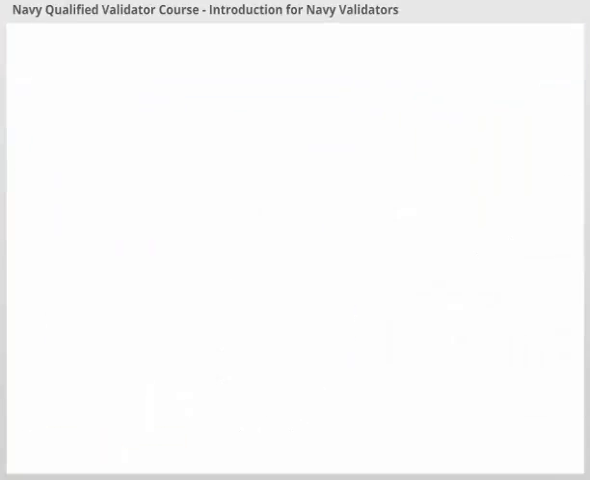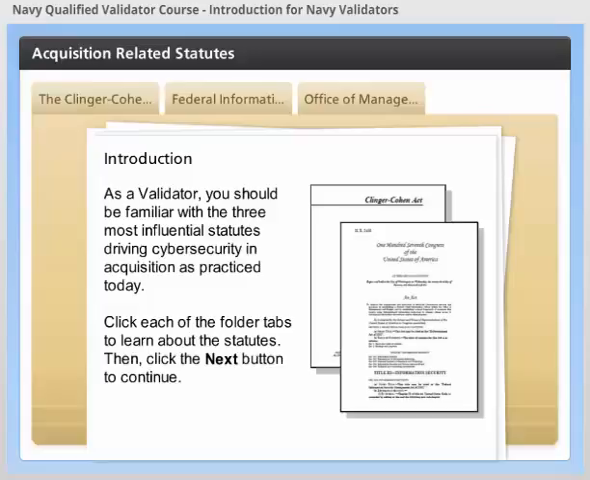As a validator, you should be familiar with the three most influential statutes driving cybersecurity and acquisition as practiced today. The Clinger-Cohen Act, CCA, of 1996 establishes a minimum set of controls to be included in the Federal Automated Information Security Programs. The Federal Information Security Management Act of 2002, commonly known as FISMA, requires each agency to develop, document, and implement an agency-wide information security program. FISMA is the primary driver of A&A.